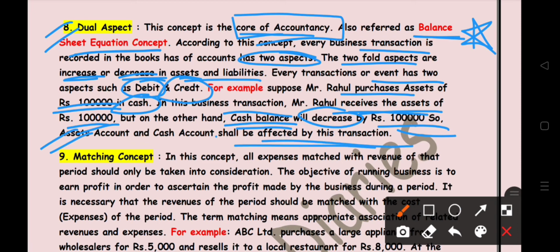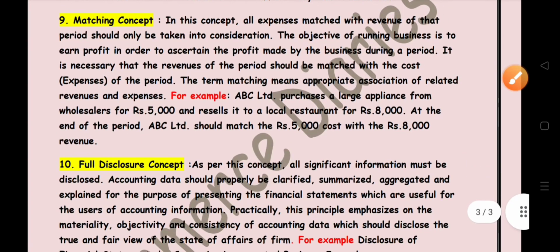It means if we do one kind of activity, it will automatically impact the other activities of our business. In this example, Mr. Rahul purchases an asset, so his asset side is increased, but at the same time his cash balance is decreased as he purchased the asset by paying cash. So this is the dual aspect concept.